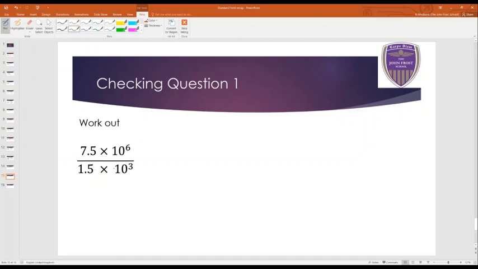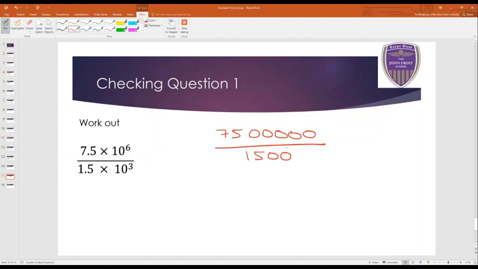Okay, welcome back then. So we'll leave it as a fraction as it is, but let's write them as normal numbers first. So 7.5 times 10 to the power of 6 is 7, 5, and then 1, 2, 3, 4, 5 zeros. Then we're dividing that by 1.5 times 10 to the power of 3, which is 1, 5, and 2 zeros.